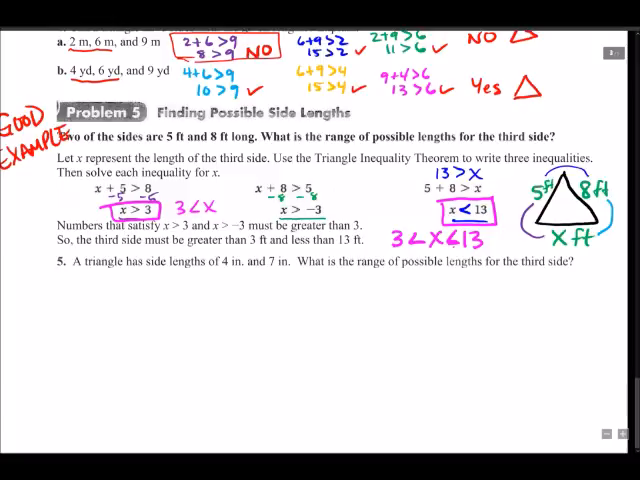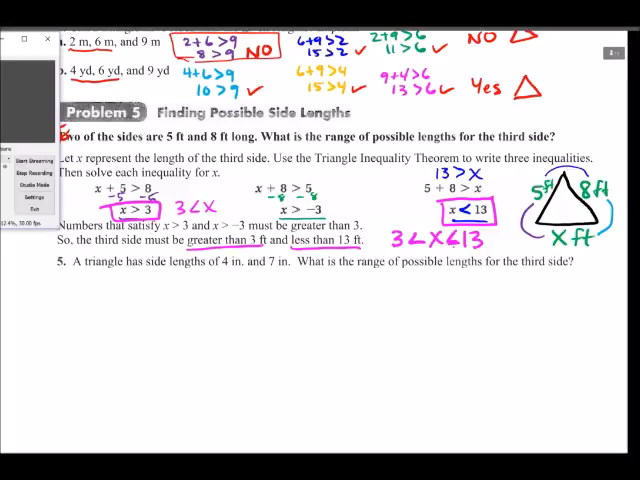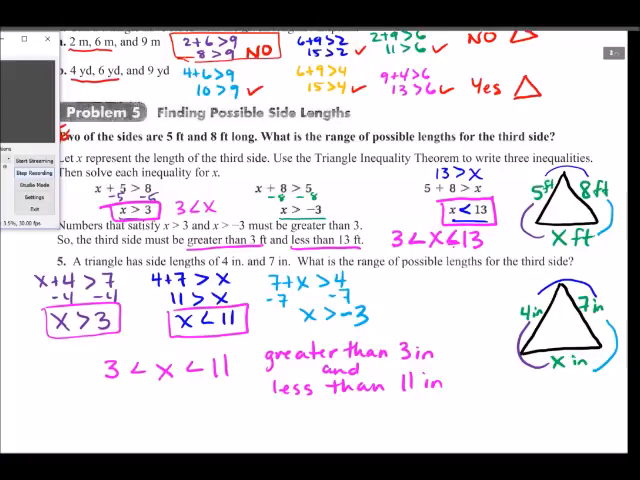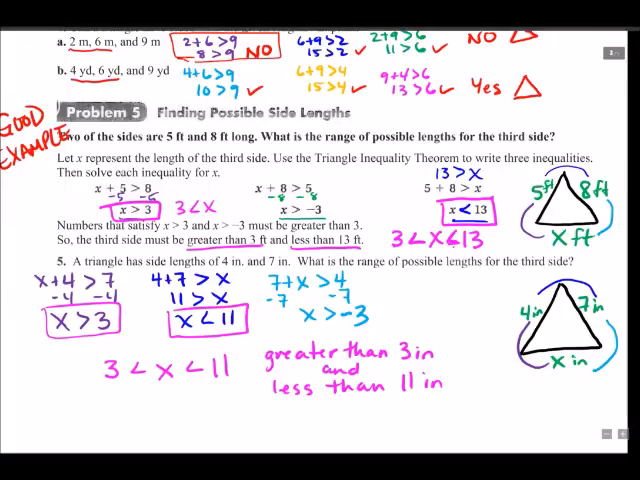So x has to be greater than 3 feet and less than 13 feet. So we could choose 4, we could choose 12, we could choose 5, we could choose 3.00001. It'd make a really flat triangle, but it would work because it's greater than the sum of the others. All right, go ahead and see if you can do the last problem. These look a little challenging, but they're not. Just make sure you use your 3 equations.